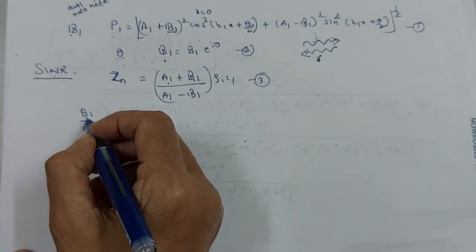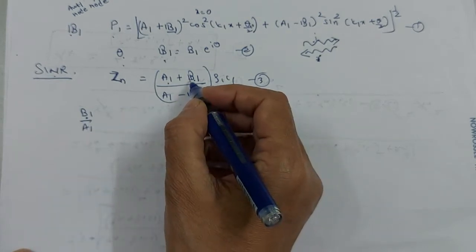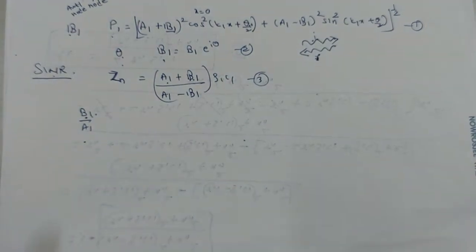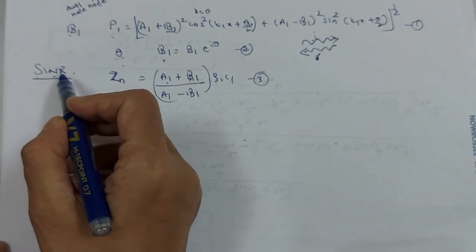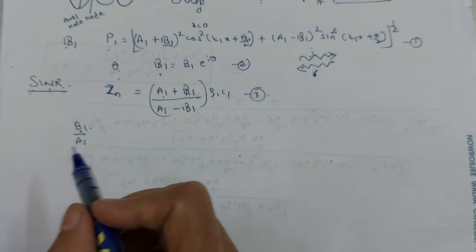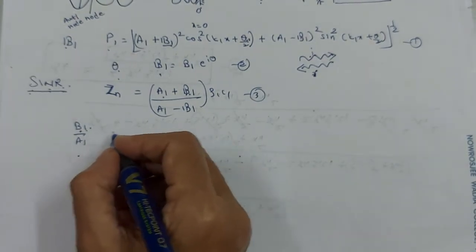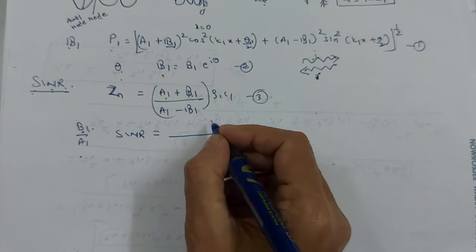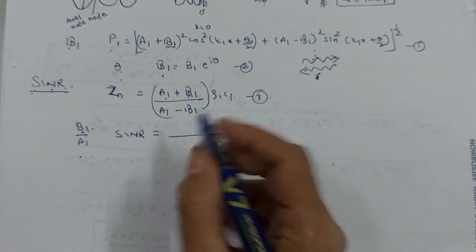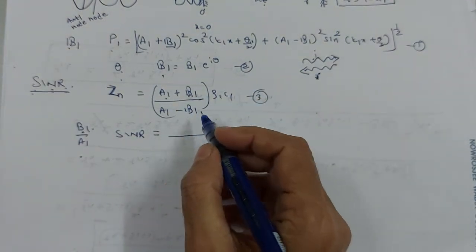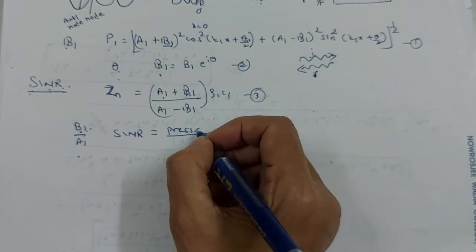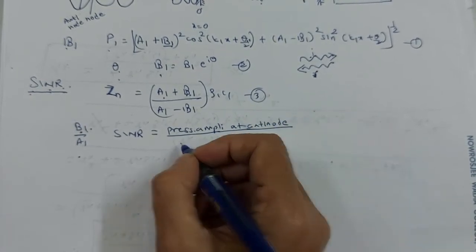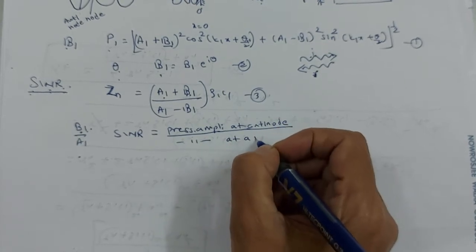So the magnitude of B1 relative to A1. Now I am writing normal B1, because I want the magnitude, so I don't have to write the complex B1. The magnitude of B1 relative to A1 is determined by the measurement of SWR, that is, standing wave ratio. So how is it defined? SWR is equal to the ratio of pressure amplitude at an antinode divided by pressure amplitude at a node.